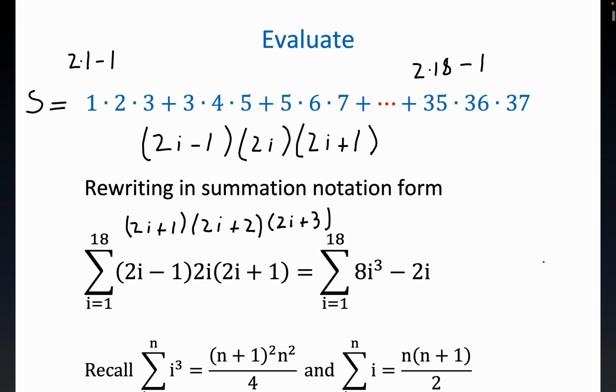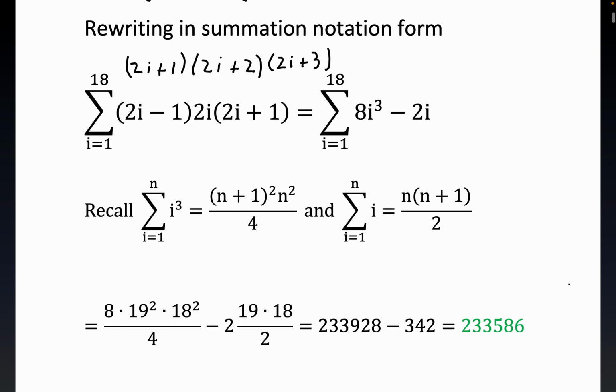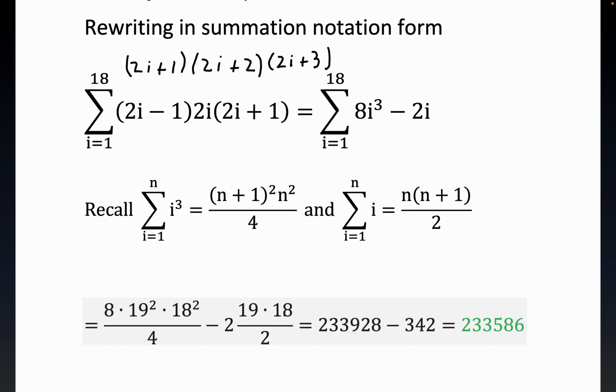Okay, now at this point, folks, you probably recognize there are closed form formulas for the sum of the first n cubes and the sum of the first n integers. And so that's what I used right here. These are the two results. The sum of the first n cubes is given by this, and the sum of the first n integers is given by this. So we actually just used that right down here, where n is equal to 18.